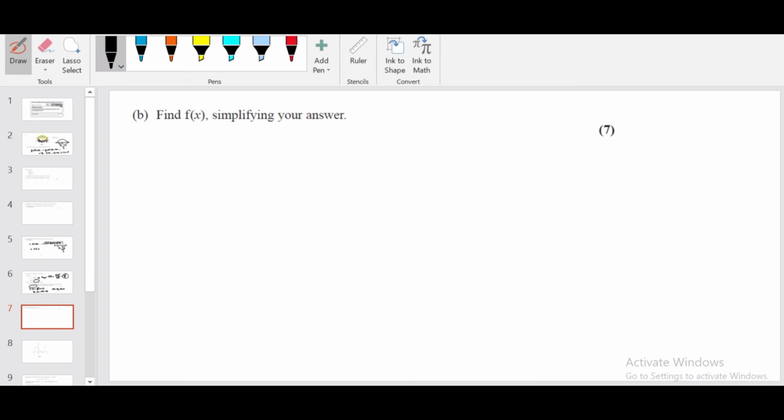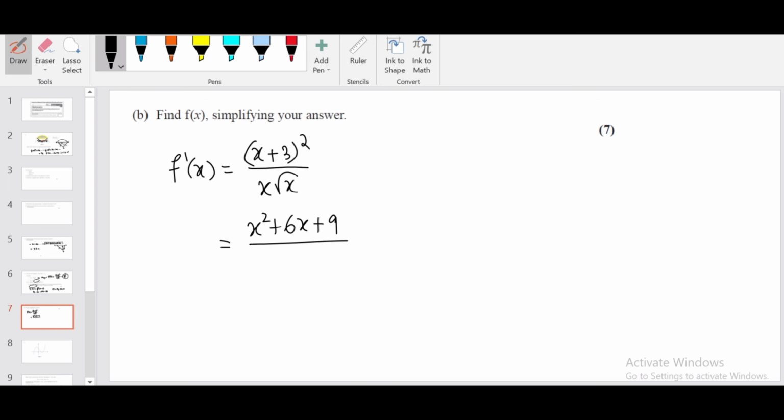Part B, find f of x. So first we need to start from f dash of x and integrate it. f dash of x is (x plus 3) whole square divided by x root of x. You expand the numerator, (a plus b) whole square, a square plus 2ab plus b square, divided by x root x, which is basically x times x power half, which is x power 1 plus half, x power 3 over 2. So you have to divide each term by x power 3 over 2 separately.